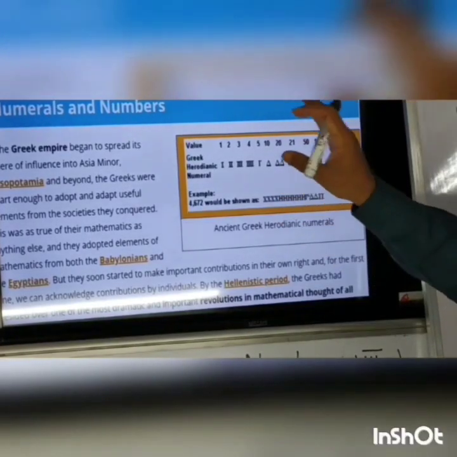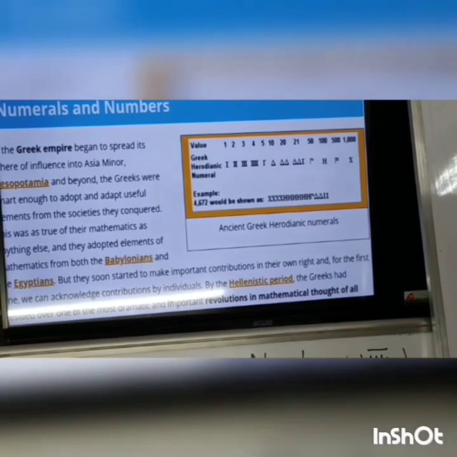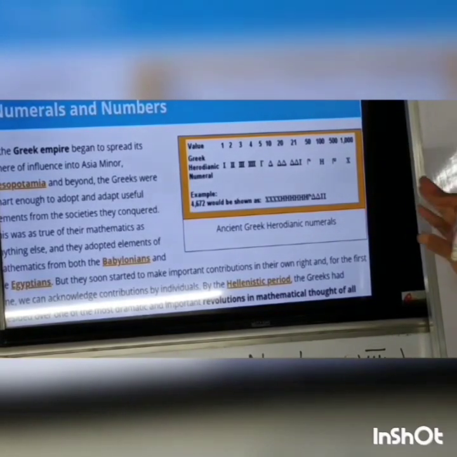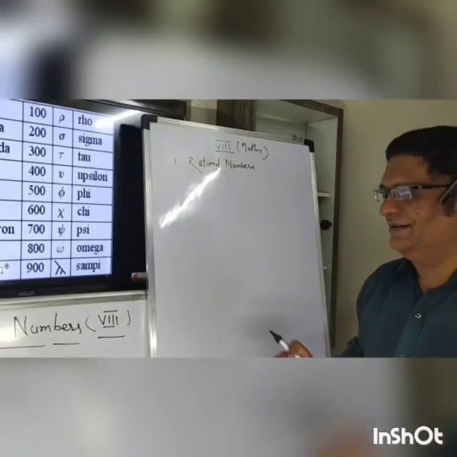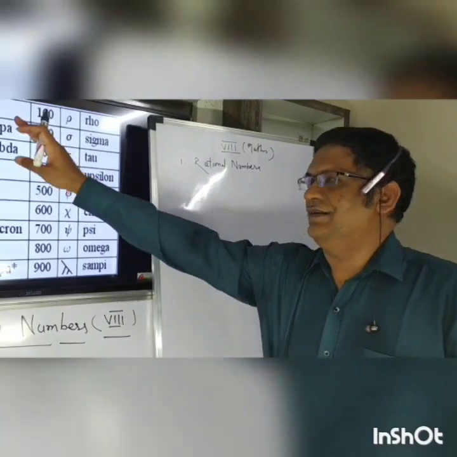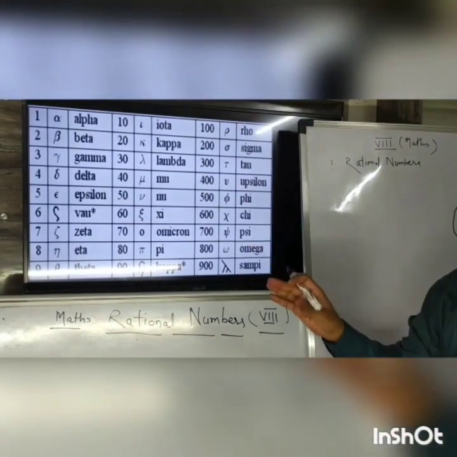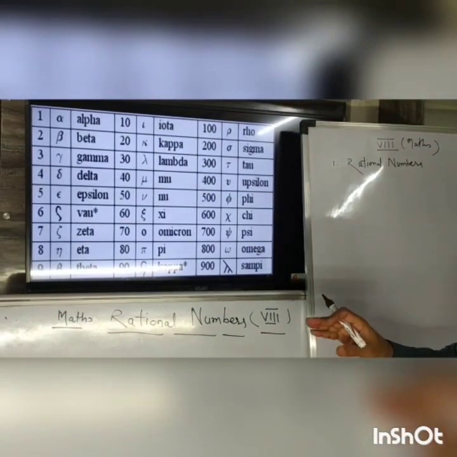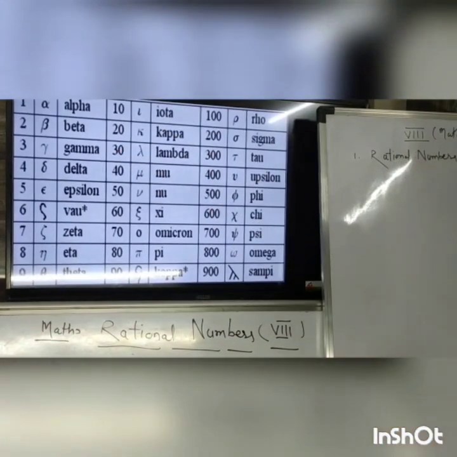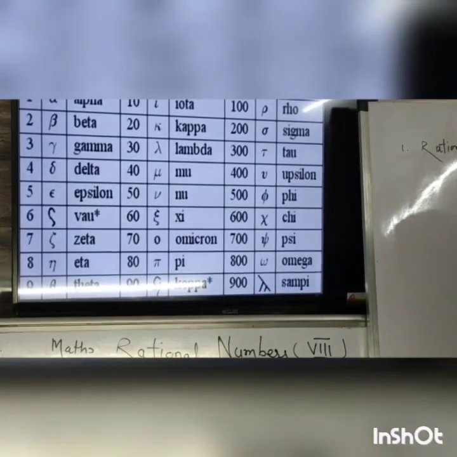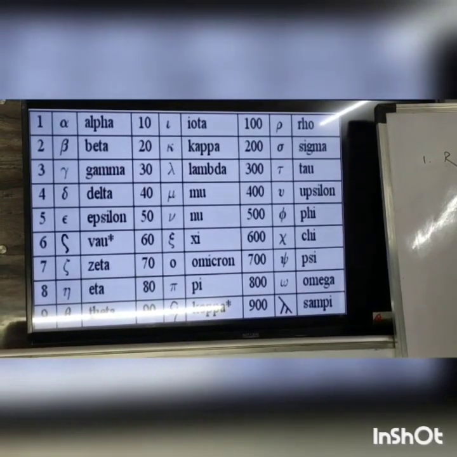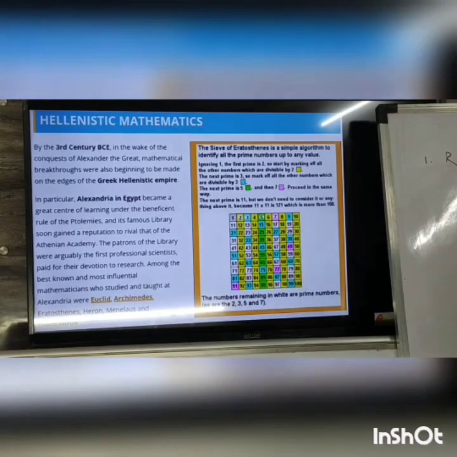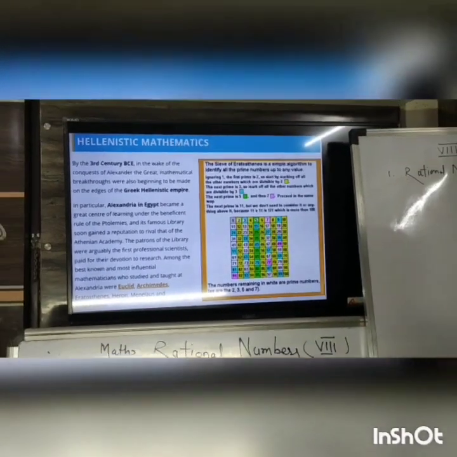After Roman numerals, there are Greek numerals. Greek numerals and Roman numerals are found in the same area. Actually, alpha, beta, gamma, these are the Greek numerals. The second numeral is beta. There is an interesting story regarding beta. Beta के बारे में एक बहुत interesting story है. This beta is related with Eratosthenes.